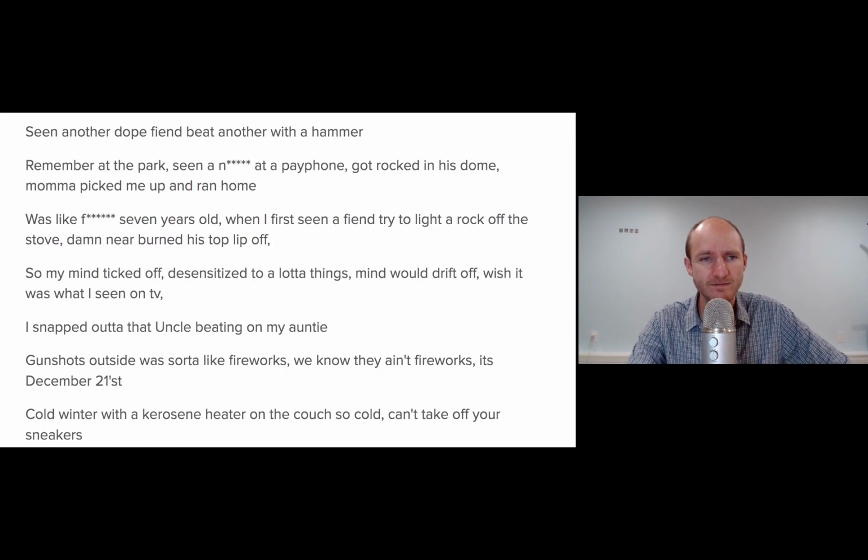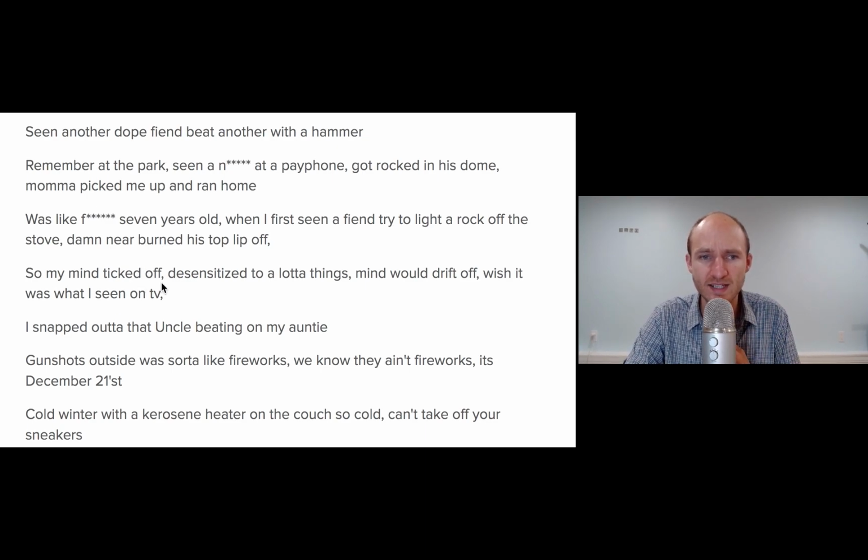And he says, "Seen another dope fiend beat another with a hammer." That's a drug person, a person on crack, beating another one with a hammer. "Remember at the park, seen a ninja at a payphone, got rocked in his dome, got shot in the head, and then his mama picked me up and ran home. Was like 7 years old when I first seen a fiend try to light a rock off the stove, damn near burned his top lip off."